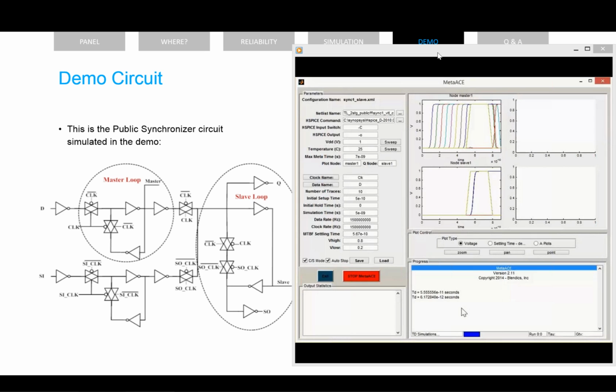You can sweep voltage and temperature over whatever range you want. This example is just doing a fixed voltage and temperature, however. If you sweep, MetaACE will produce a CSV file for all the results that you can directly load into Excel, MATLAB, or other analysis tool.